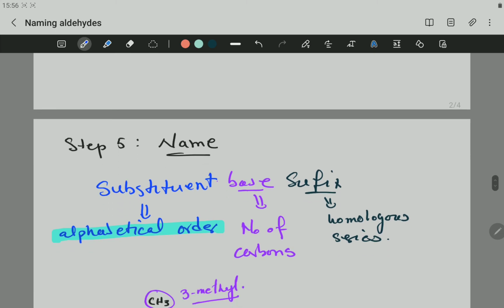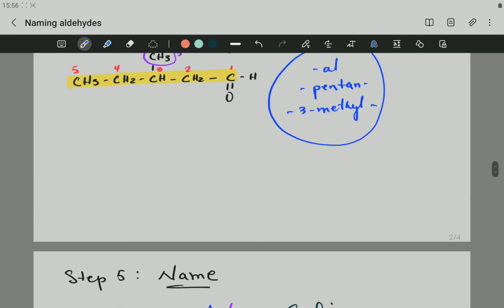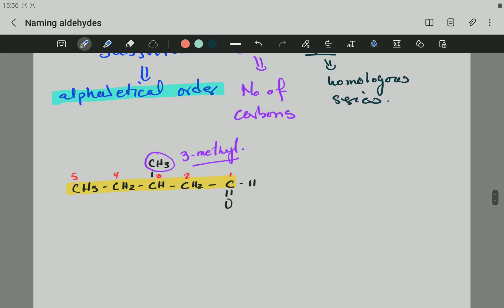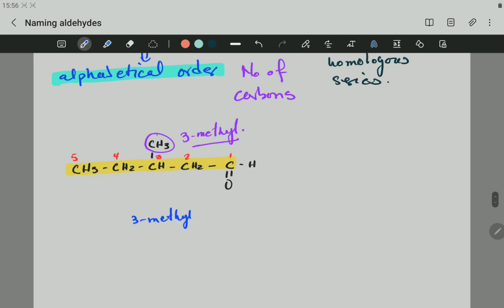If we move on, the last step is to write the name, and according to all the information we have, we just organize it in this way. First, the substituents in alphabetical order. Here we have only one substituent, which is the 3-methyl. So the name is going to start with 3-methyl. Then comes the number of carbons, which is pentan, and then it is pentanal. It's all one word, and the name is 3-methylpentanal.